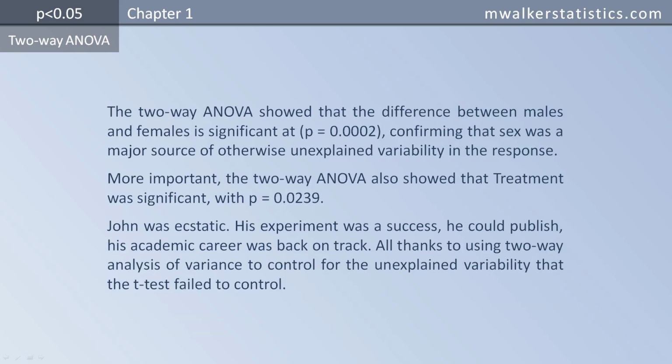The two-way ANOVA showed that the difference between males and females is significant at p equals 0.0002, confirming that sex was a major source of otherwise unexplained variability in the response. More important, the two-way ANOVA also showed that treatment was significant, with p equals 0.0239. John was ecstatic. His experiment was a success, he could publish, and his academic career was back on track. All thanks to using two-way analysis of variance to control for the unexplained variability that the t-test failed to control.